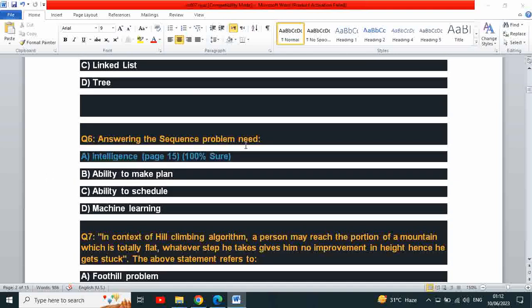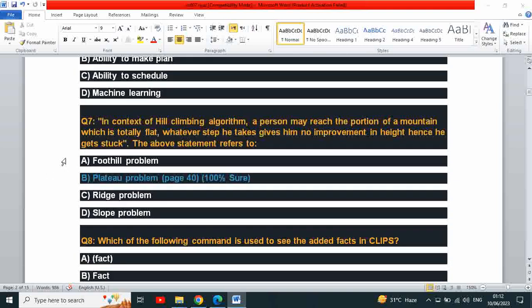Answering the sequence problem need intelligence. In context of hill climbing algorithm, a person may reach a portion of a mountain which is totally flat. Whatever step he takes gives him no improvement in height, hence he gets stuck. The above statement refers to plateau problem.